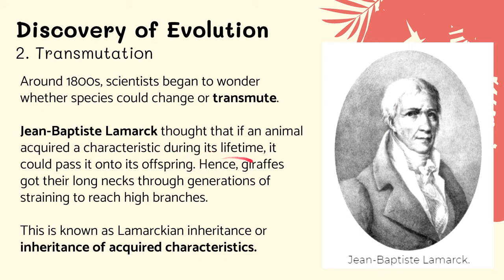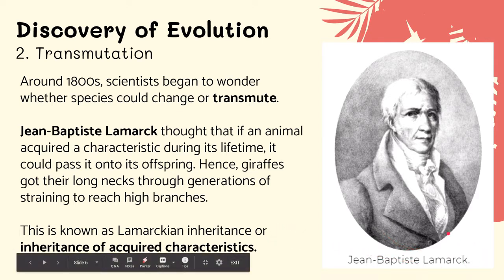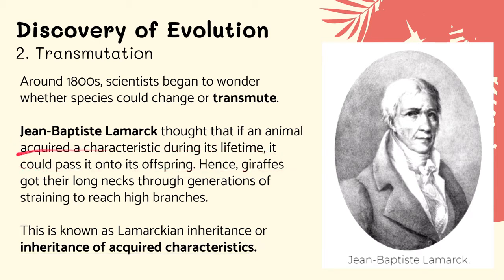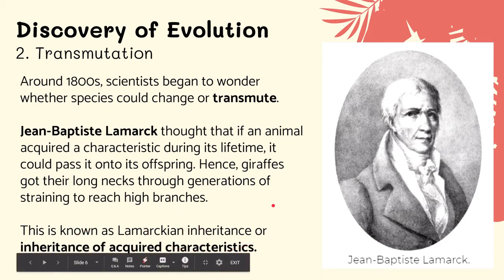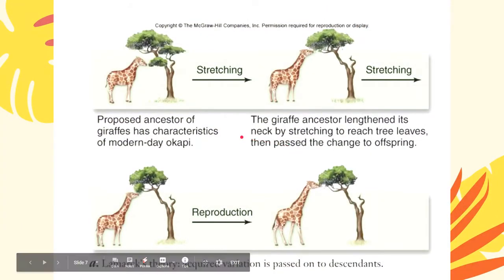He tried to explain that giraffes possibly got their long necks through generations of straining to reach high branches. So this is an illustration of Jean-Baptiste Lamarck. His theory, his initial idea of acquiring a characteristic throughout its lifetime and passing it on to its offspring, is known as Lamarckian inheritance or the inheritance of acquired characteristics. So to visualize, this is what Lamarck was trying to say.